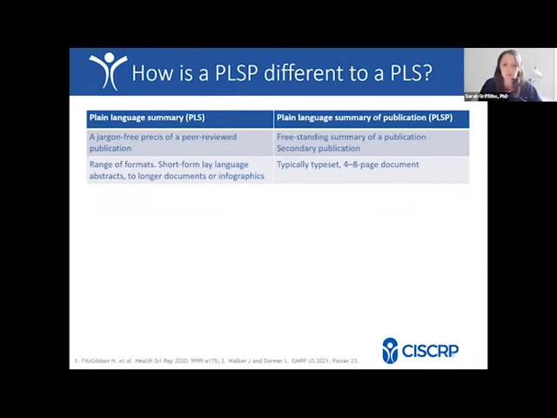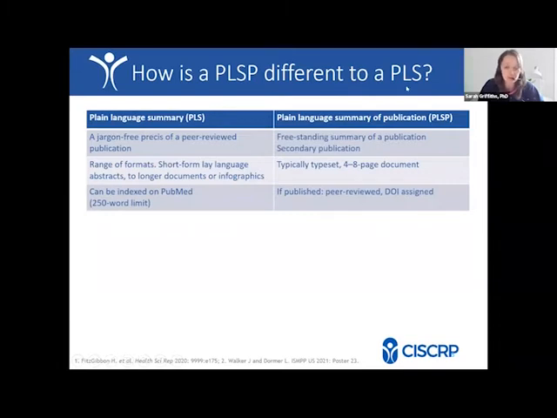Whereas a PLSP is a typeset document, which is around 4 to 8 pages in length, and those are written in line with guidelines. So, for instance, Future Science Group have specified what should be included in these. And they're peer-reviewed, and there's a DOI assigned, whereas a PLS itself can be indexed on PubMed as well to sit under an abstract.